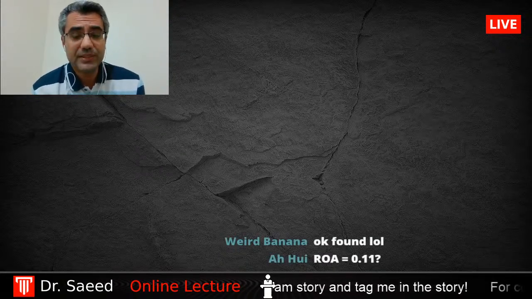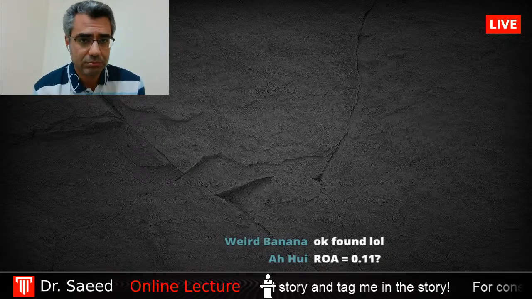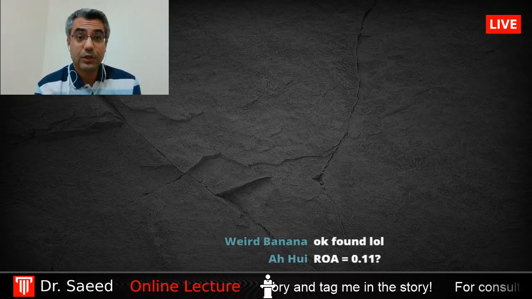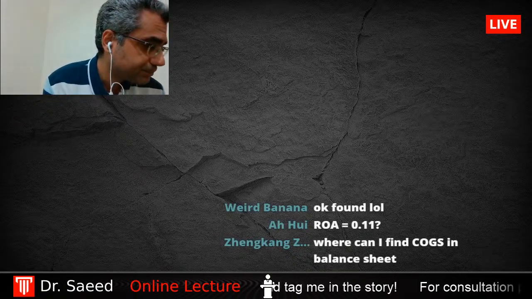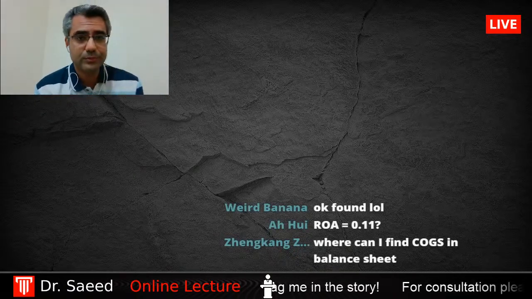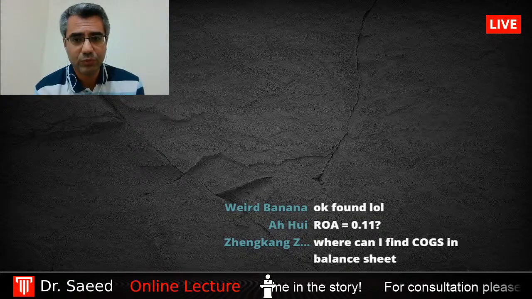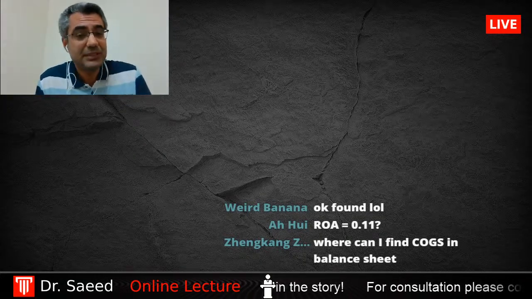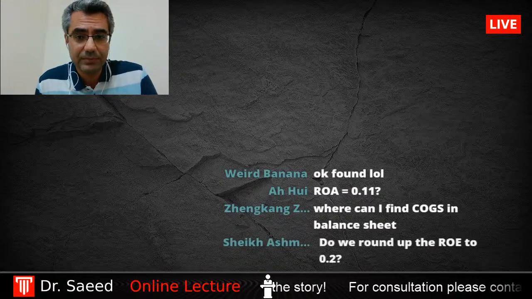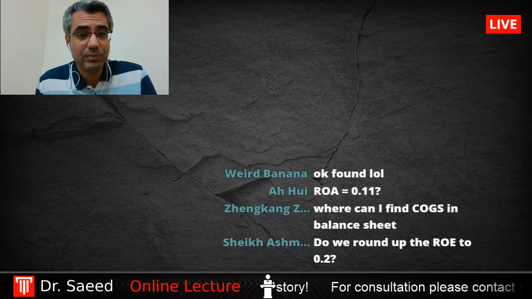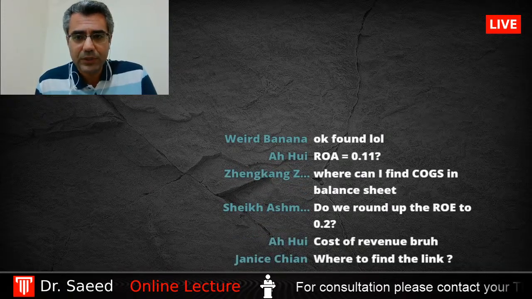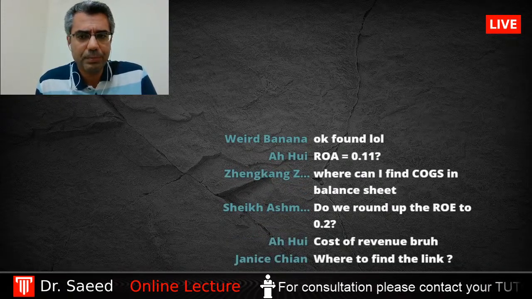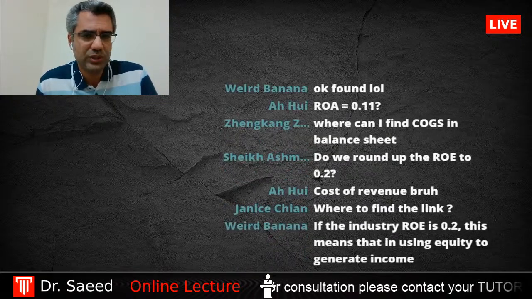You can check your answers with your friends in the chat box. Feel free to discuss the questions and answers in the chat box. Okay, you are asking where you can find cost of goods sold in the balance sheet. It's not in the balance sheet, it's in the income statement. Cost of goods sold is in the income statement and it's named as cost of revenue, right? You can round it up. You can use 1, 2, 3 decimal points, up to you.